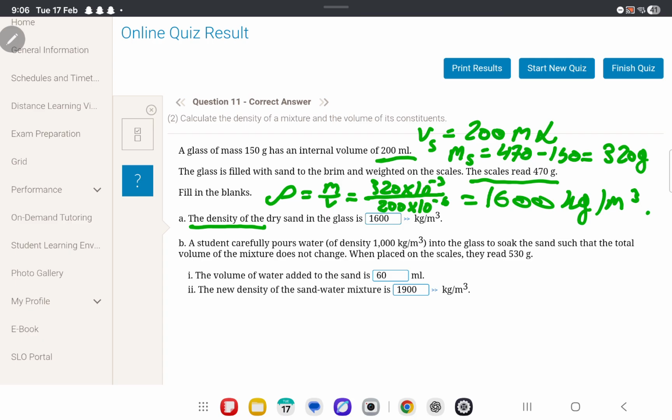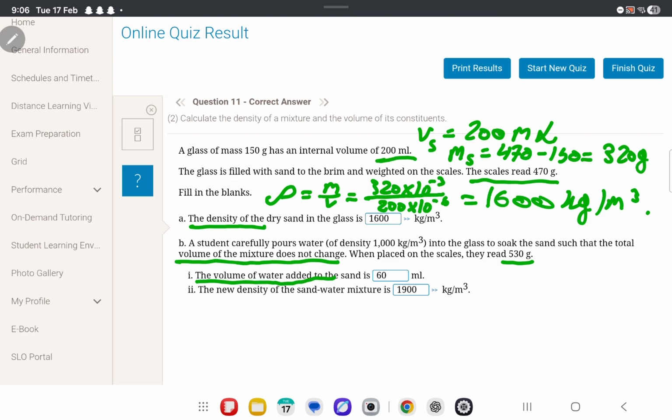Done. Now, a student carefully pours water of density 1,000 kilograms per meter cubed into the glass to soak the sand such that the volume does not change. When placed on the scales, they read 530 grams. Find the volume of water added to the sand.